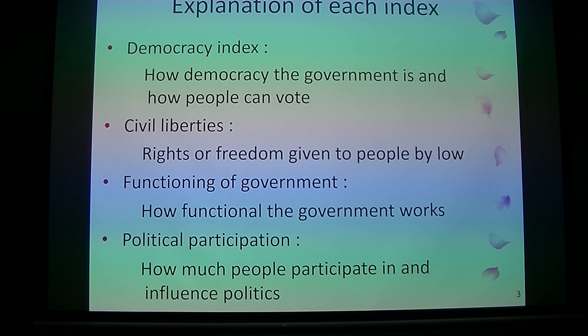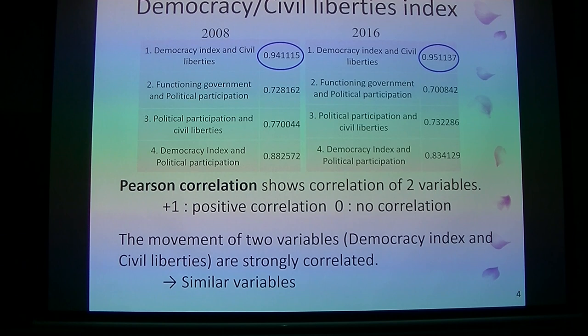And the last one is political participation. It's about how much people can participate in politics, and also how much people can influence politics, or how people, like students, have chances to become politicians. So what I did with those variables is calculate the correlation of each set of two variables. I used the data from 2008 and 2016, and this is what I got.